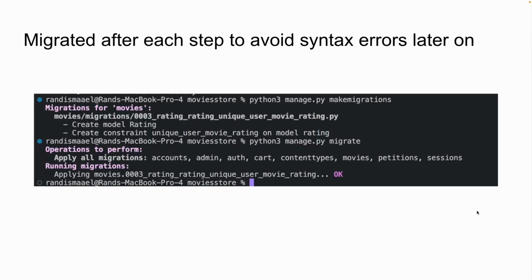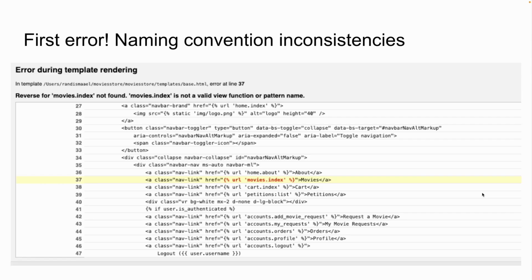And then after every couple of steps, I would migrate just to make sure I wasn't having syntax errors when I opened the website, which I still had many of later, but it helped prevent some of the big ones. The first error I experienced was naming convention inconsistencies in an HTML file, so I had to work around that and fix it.